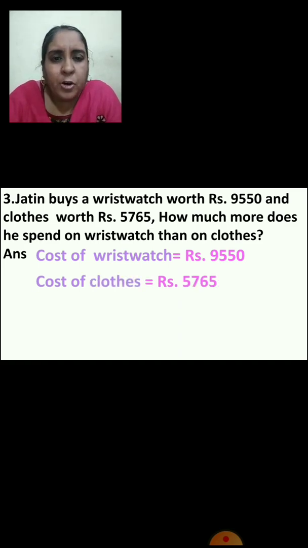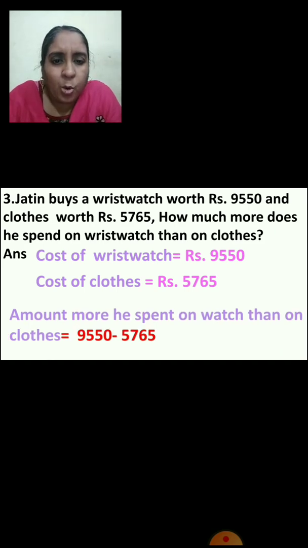And what is your second statement? Yes, cost of clothes. How much it is? Rupees 5,765. And your last statement will be amount more he spent on wristwatch than on clothes. That how much amount is spent more on wristwatch than on clothes. So what you will do? Subtraction. 9550 minus 5765. Now let us see how to do the working.